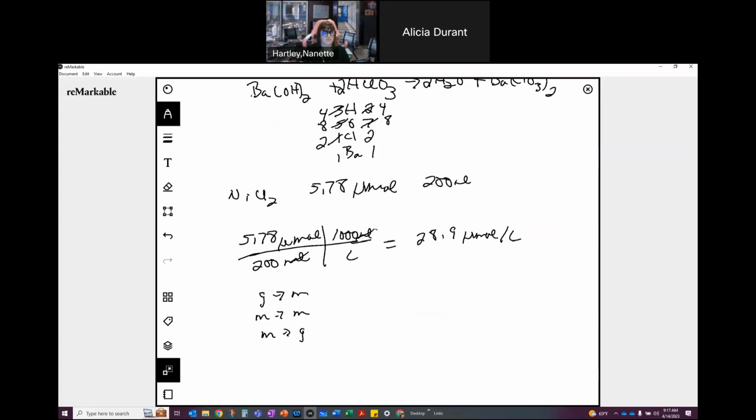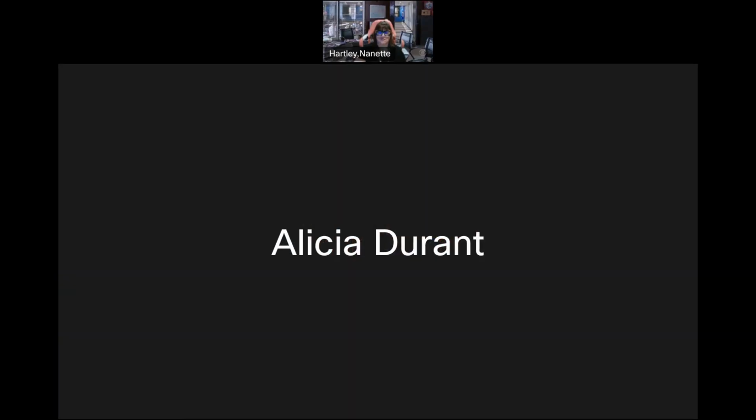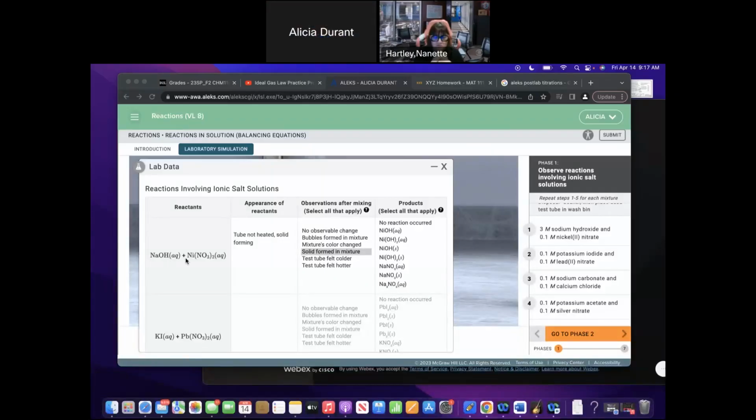And then I was doing the reactions lab and I couldn't get past this part right here. Okay, show me. So it's sodium hydroxide and nickel, what's NO3? Nitrate. So if I was to get the yield for this, it would be sodium nitrate. So it'd be NaNO3. Yes, correct.